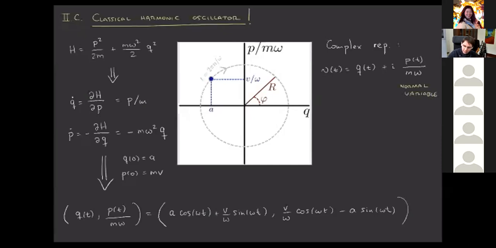In terms of this variable, the trajectory looks extremely simple. First of all, the magnitude of this complex variable is fixed to the starting radius of the circle that we call R. And then the phase has a very simple solution, because the phase will just look like some initial phase, which is just wherever you started from. So this is phi of zero, the phase you start from.